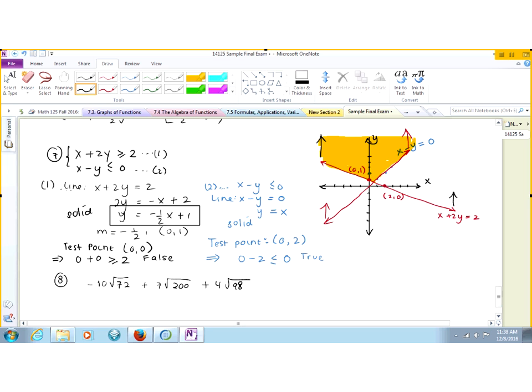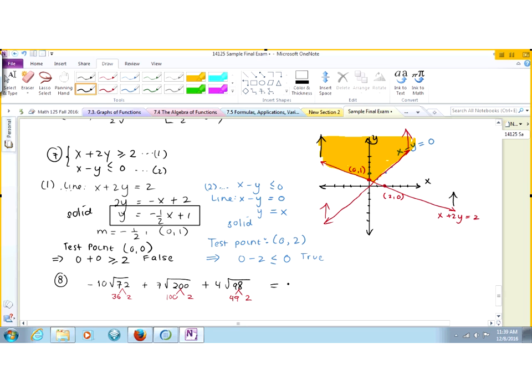Can we factor out a perfect square from 72? The largest one. 9. Is it the largest one? 36? How about 36? Yeah, 36. Yes. So 36 times 2. Then 200 is 100 times 2. 98 is 49 times 2. Yeah. Okay.